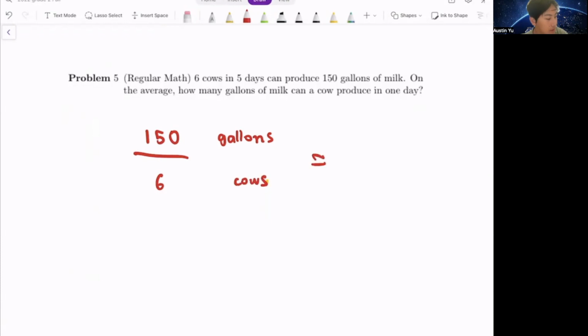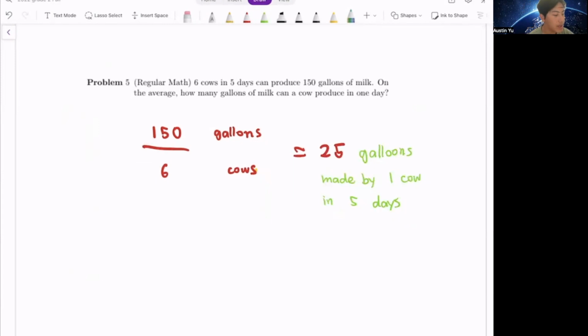And then this would just give us 25. And then this represents the number of gallons. So 25 gallons made by 1 cow in 5 days. And then we can proceed this even further by dividing 25 by 5. So 25 gallons again, divided by the 5 days to limit it to 1 day.